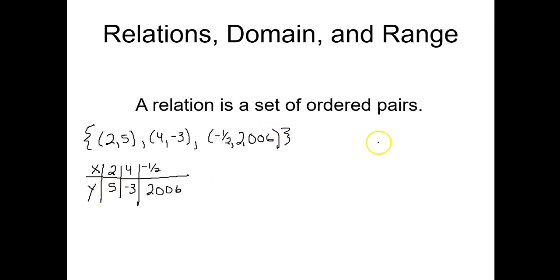Or you could even see graphs. If you see a graph like this, it is still a set of ordered pairs. It's continuous, it's smooth, so there are infinite ordered pairs, compared to over here, where you've got 3 ordered pairs. But it's still a relation because you can still start listing those x, y ordered pairs. So that's what we've got as far as what is a relation.